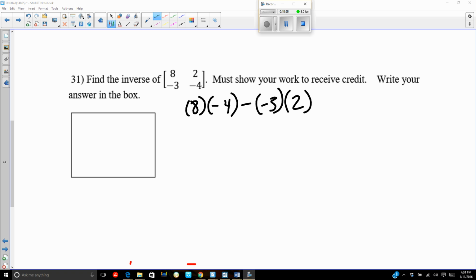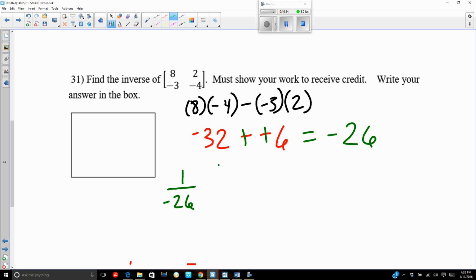So we're essentially going to subtract the cross products. 8 times -4 is -32, minus -3 times 2 is -6. So this actually becomes -26. That's our determinant. So we're going to take 1 over the determinant, and we are going to distribute it to the following terms. We flip the -4 and the 8. So we just flip-flopped those two. Then we take the opposite of the other two terms. That 2 becomes -2, -3 becomes +3.